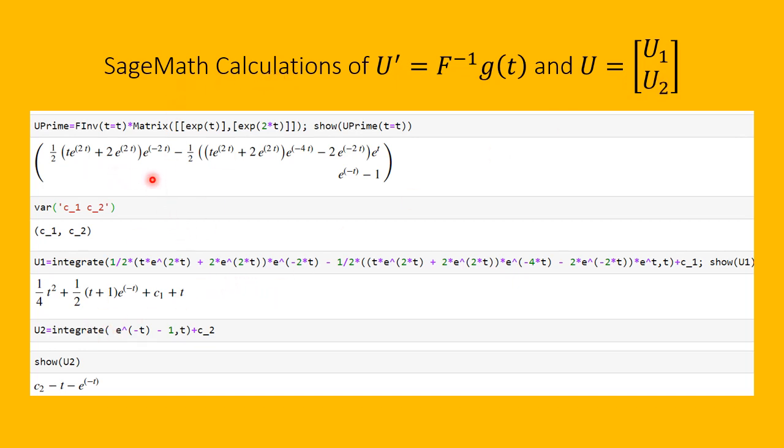We'll integrate u sub 2 prime, which is just this stuff down here, the second component of u prime. So we'll integrate u sub 2 prime with respect to t, and then add an arbitrary constant c sub 2 to that, and then next command show u sub 2. And it turns out to be c sub 2 minus t minus e to the minus t. So at this stage, we have found u sub 1 and u sub 2, right here for u sub 1 and right down here for u sub 2.